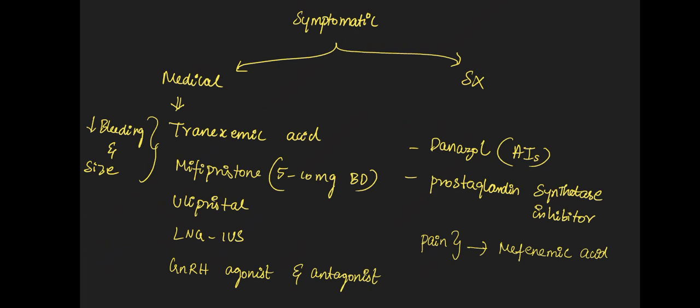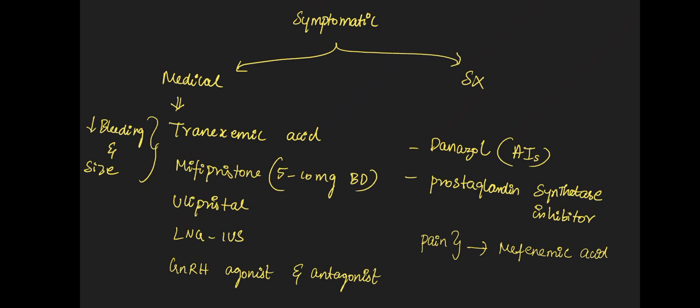Next is management of symptomatic cases. There can be medical management and surgical management. The medical management aims at decreasing the bleeding and the size of the fibroid. So if the fibroid is very large, before doing surgery, we can give medical therapy so that it shrinks in size, after which we can proceed with surgery.